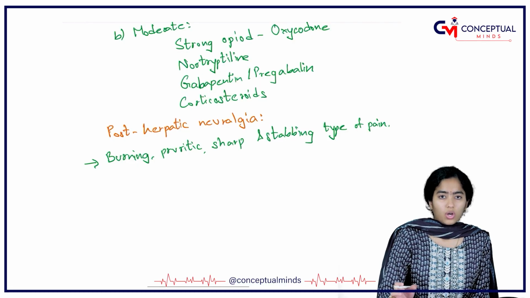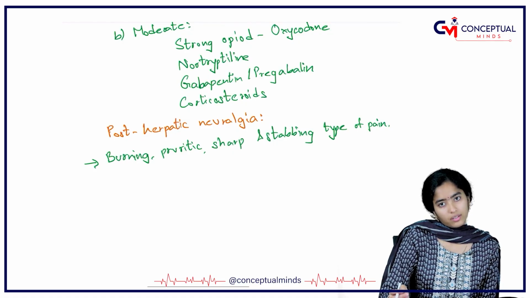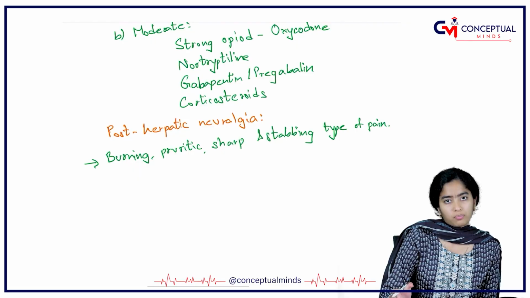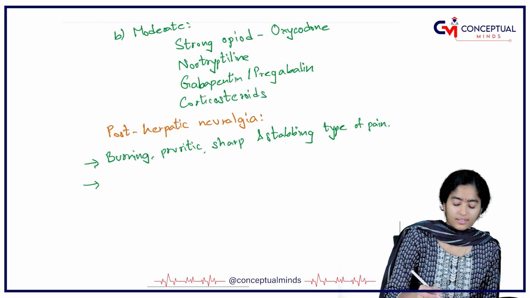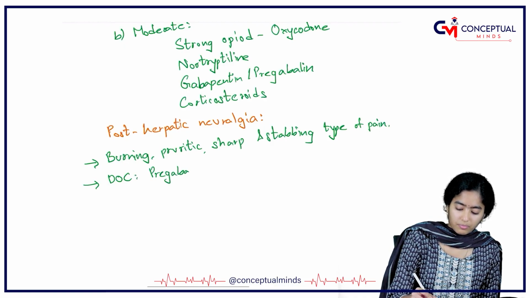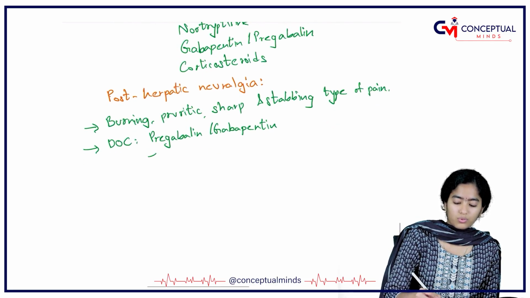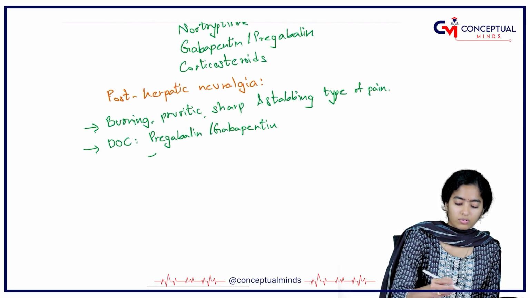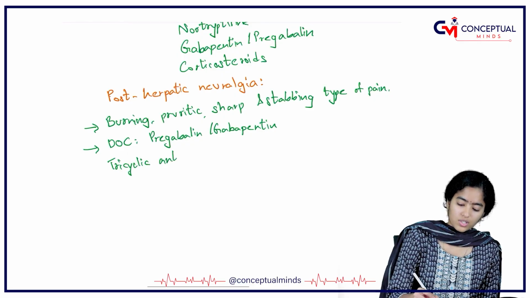And for that, for most of the patients, we have to again go for gabapentin or pregabalin, and that is the drug of choice for post-herpetic neuralgia. And along with that, we can also add tricyclic antidepressants. The drug of choice is pregabalin or gabapentin. We can also use tricyclic antidepressants as an add-on or as an alternative.